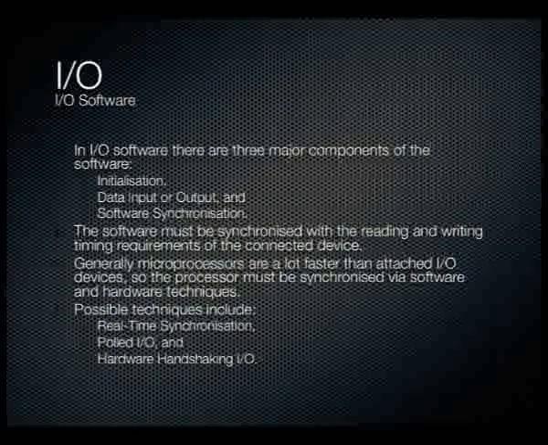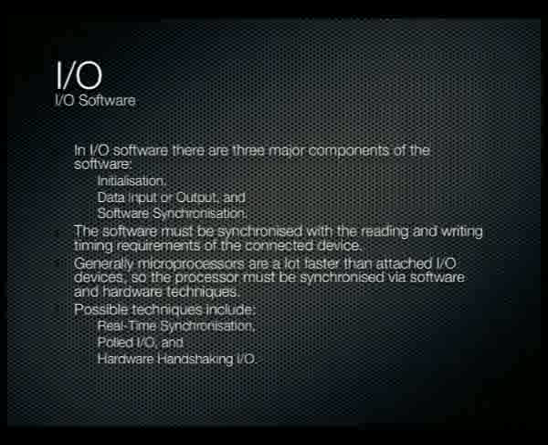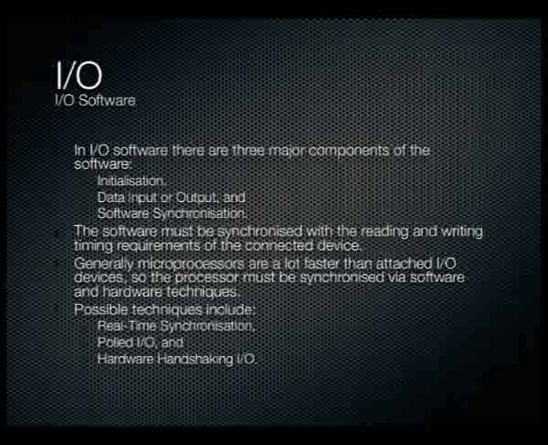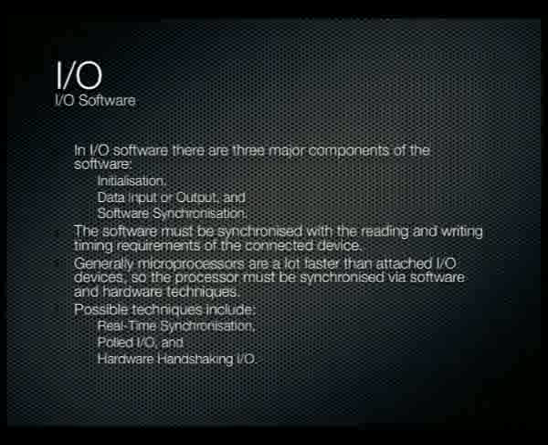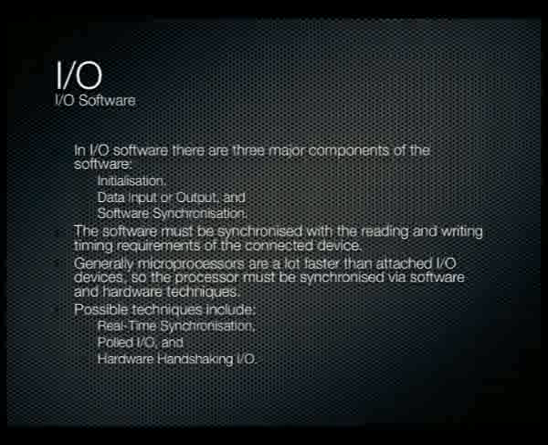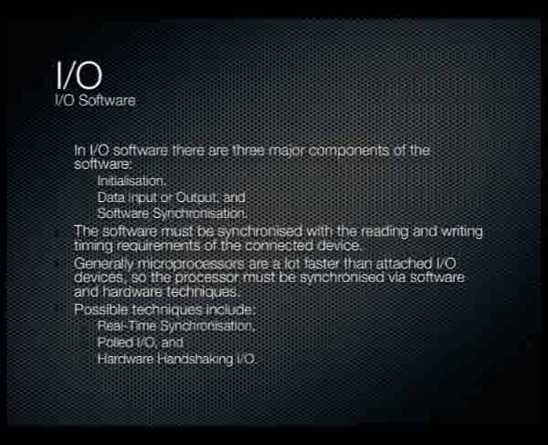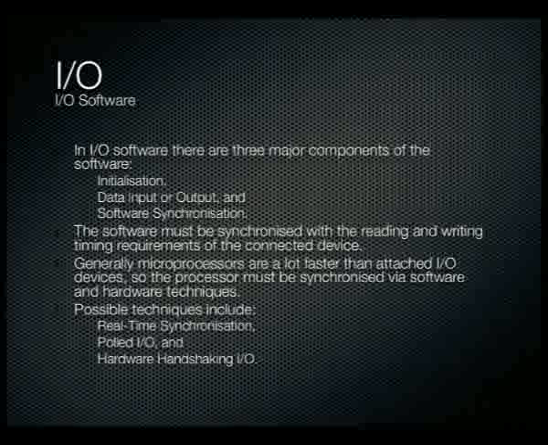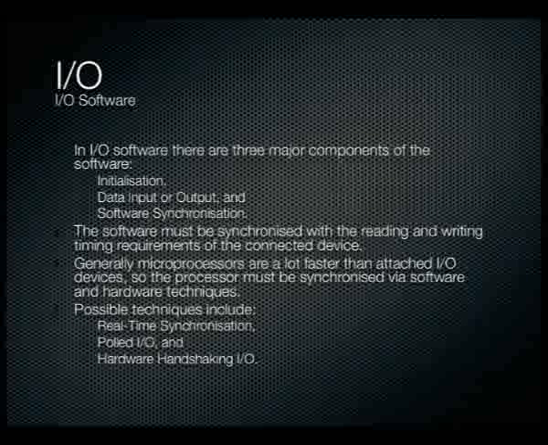When it comes to writing input-output software, generally our input-output software consists of three major components. We have our initialization, we have our data input or output, so we initialize the port, then we input or output some data to some particular device, and then we have some sort of software synchronization mechanism. If we're going to use a general purpose I/O to bit bash out to a device, we don't just continually hammer that device. We need to enforce some sort of delaying or synchronization mechanism to ensure that we talk to that device at the rate that it wants us to talk to it. So the software must be synchronized with the reading and writing timing requirements of that particular connected device.